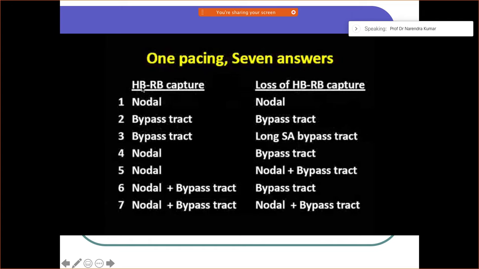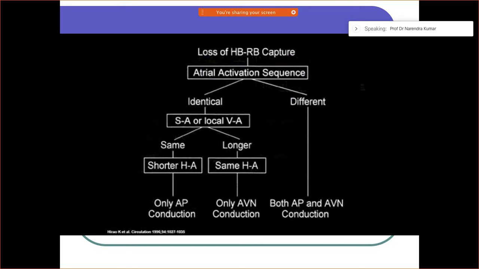If the His bundle to RB capture is nodal, and then similarly in the loss of His bundle to right bundle capture. So that is why I have tried to write it over here. So it's a single pacing maneuver, but the answers which you can get are 7, in fact.